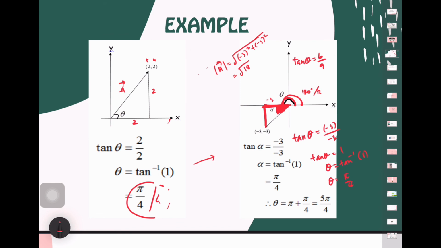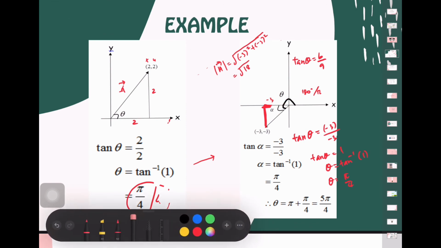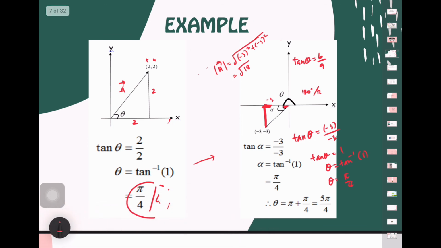So macam mana awak nak dapatkan keseluruhan? Okay, sebab yang tadi kita dapat tu dekat sini sahaja. So macam mana kita nak dapat keseluruhan? Kita tahu yang ini semua adalah 180 ataupun pi. So cuma perlu tambah with pi. So dapatlah theta awak adalah 5 over 4 pi. So this one is the direction of your vector and this one is the magnitude of your vector.